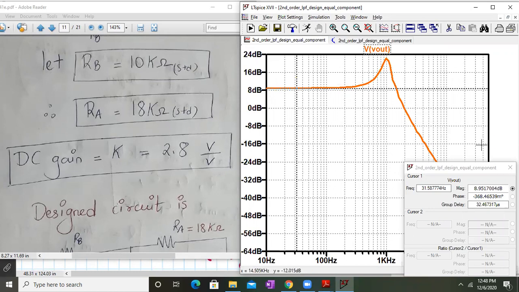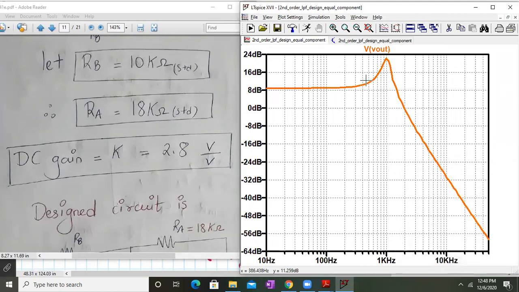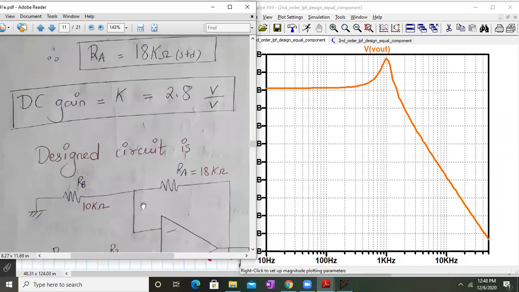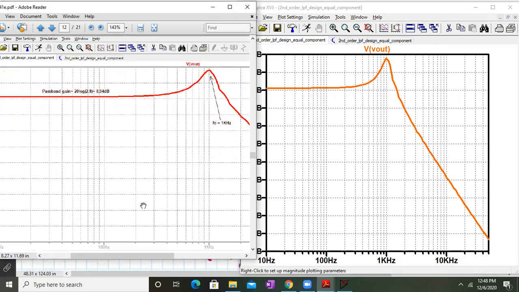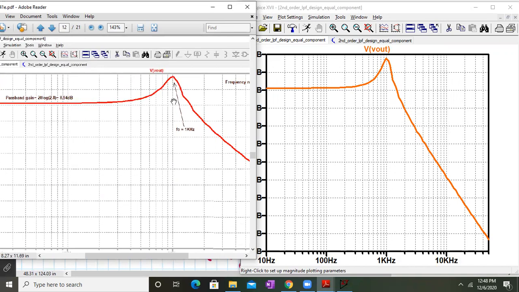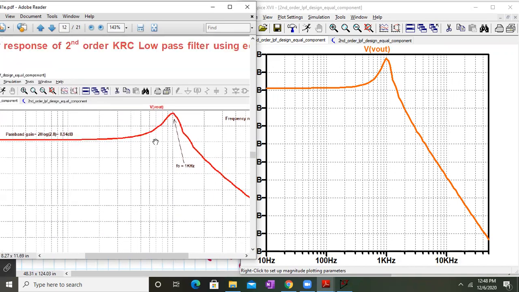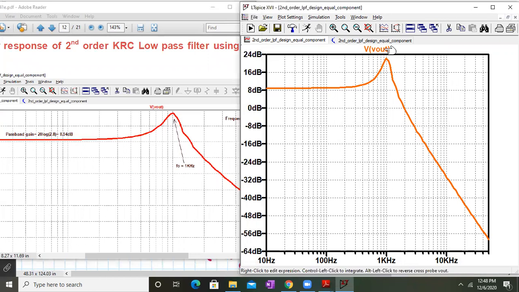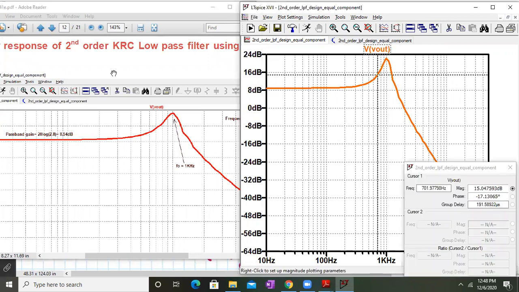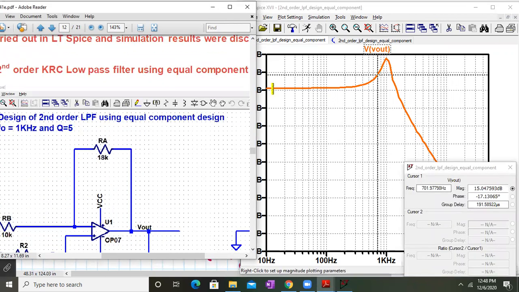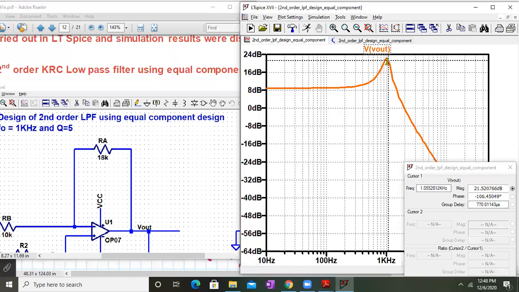So this is my passband gain, and here we have a slight uptick, and then it is going down. So we have to check the cutoff frequency at this point only. So at this value, how much is it? Let us check. We designed it for 1 kilohertz, right? So you will get this 1 kilohertz at the highest peak over here. As you can see, its value is 1.01 kilohertz.